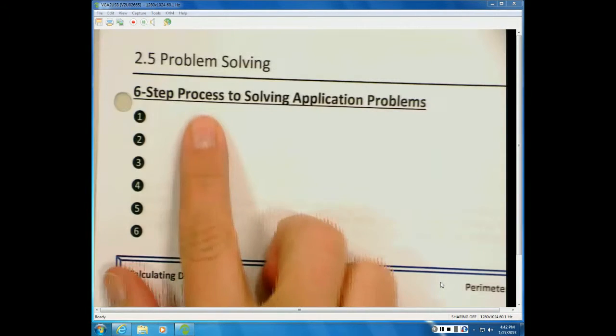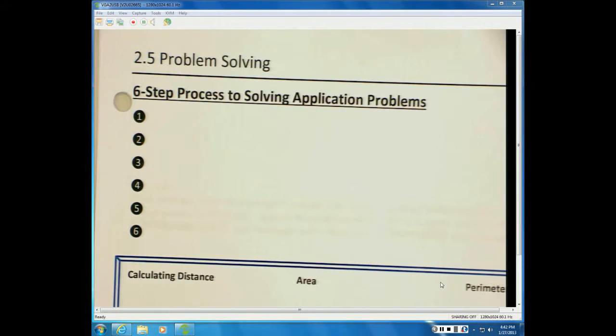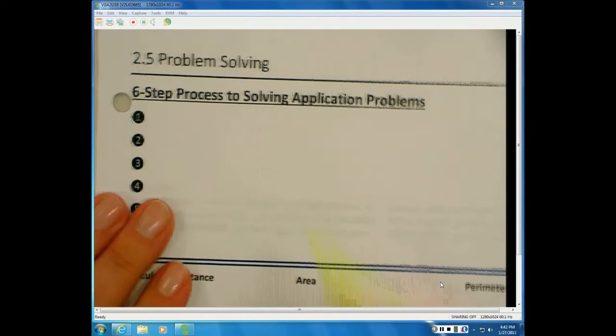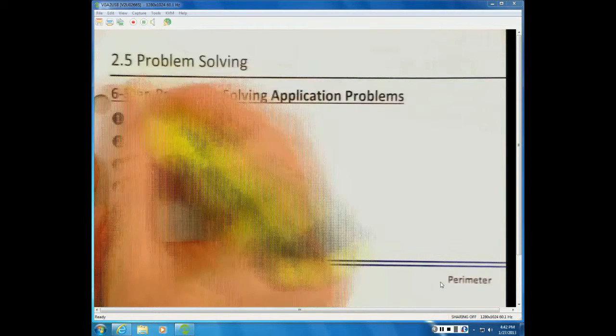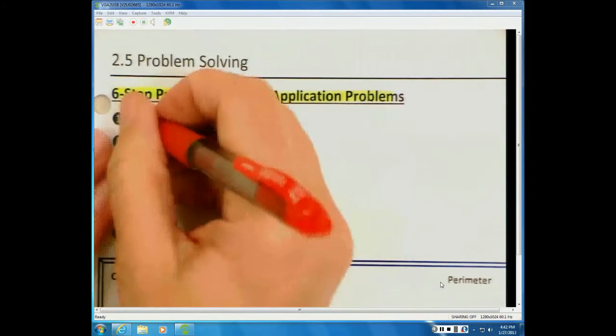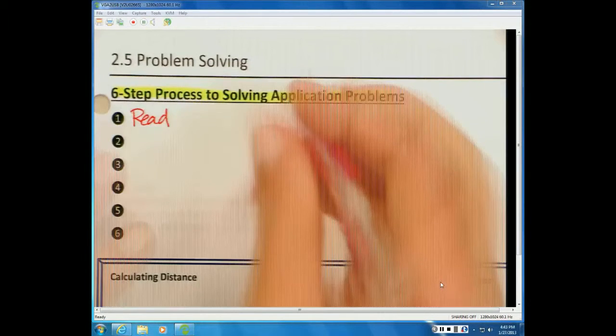I believe we've talked about the 6-step process to solving application problems. No, have we? We may not have. This might be the first time. Okay. Here's the 6-step process to solving application problems. Step 1, you want to read the problem. Pretty obvious.